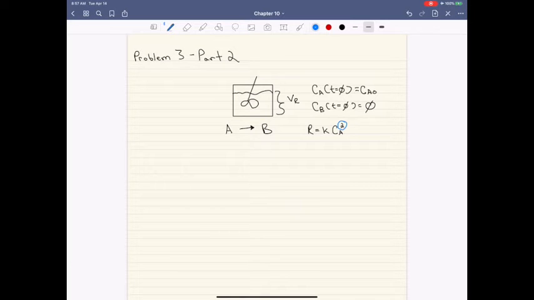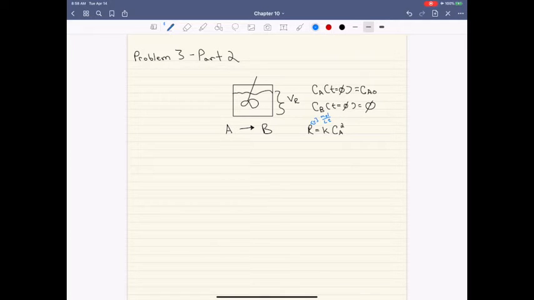Okay? And since we're dealing with a second order reaction, what we need to remember is that our K, which is the rate constant, is going to have different units. And I'll go through this for a bit. So in all cases, regardless of whatever order your reaction is, the units for your reaction rate have to be moles per liter per time.